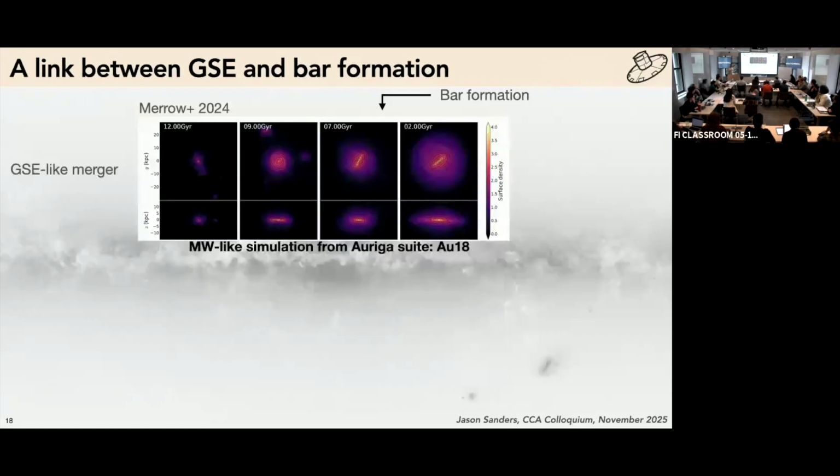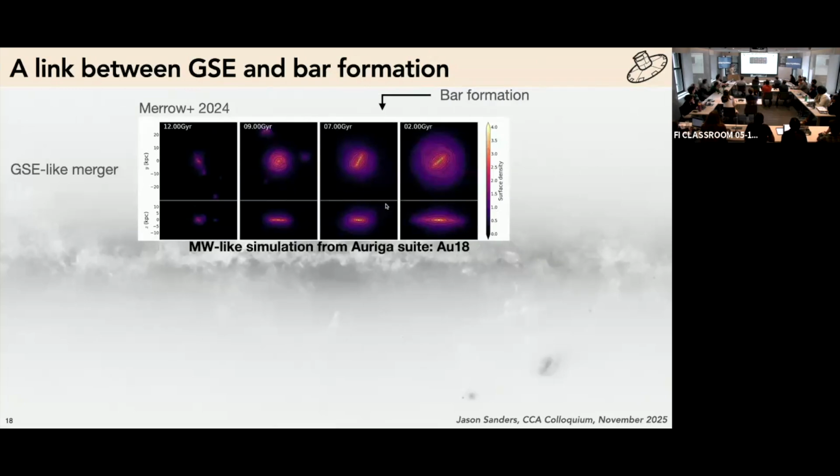Given the systematic uncertainties, 8 billion years and 10 billion years are not too far apart from each other. So we might speculate, is there an association between bar formation in the Milky Way and the GSE merger event? This is what Alex Merrow looked at, again using the Auriga zoom-in suite. Auriga 18 has a very nice GSE-like merger that occurred 9 billion years ago, which is what's shown in this panel here. And then not long after that, a bar formed in this simulated galaxy.